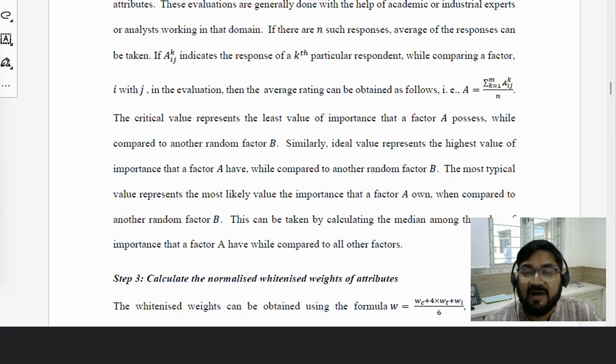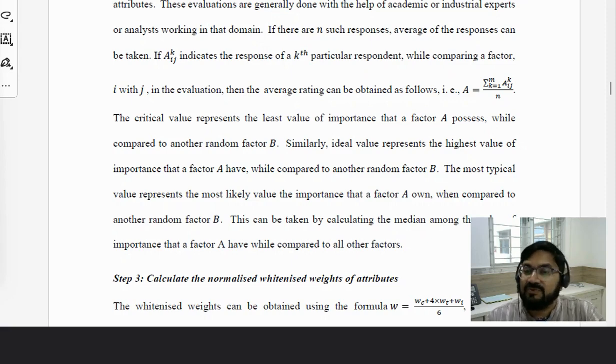One is the critical value of importance. So what is the critical value of importance? Suppose you are measuring the factor comparison in a matrix, where A, B, C, D, etc. are the factors, plotted row wise as well as column wise, and you represent all the pairwise comparisons over the matrix. Then the critical value of importance is the least value that A has when compared to the other factors, like B. Similarly, the ideal value is the highest value when one factor is compared with the other factors.